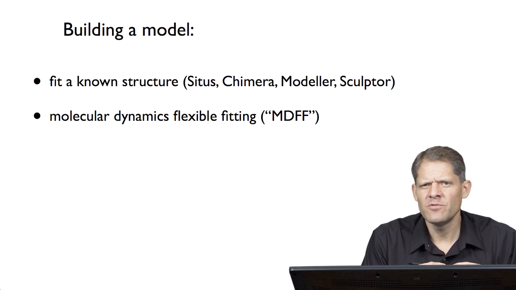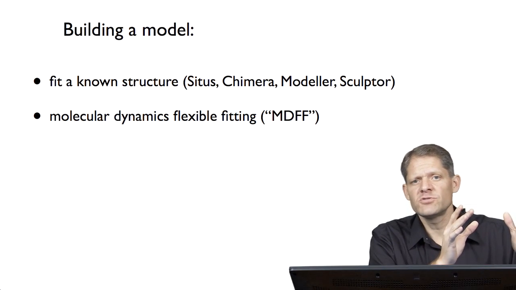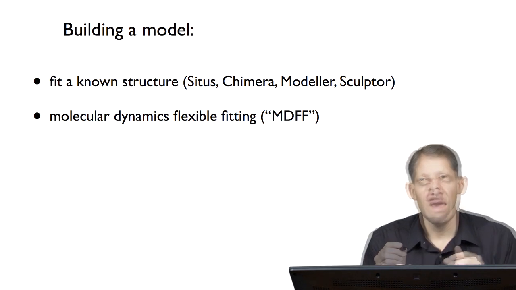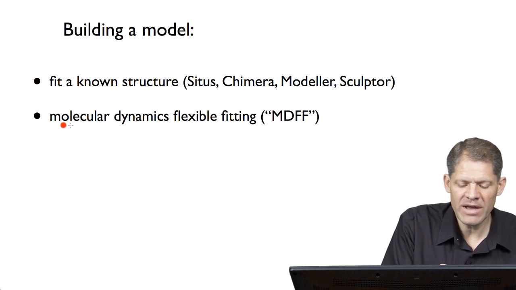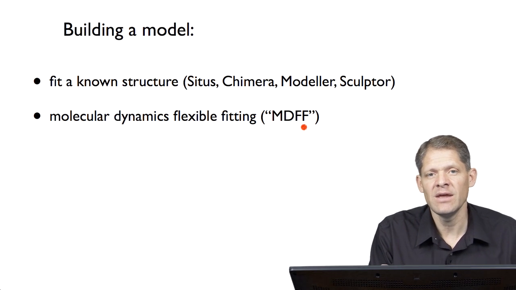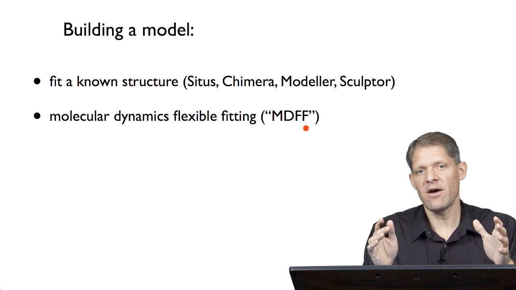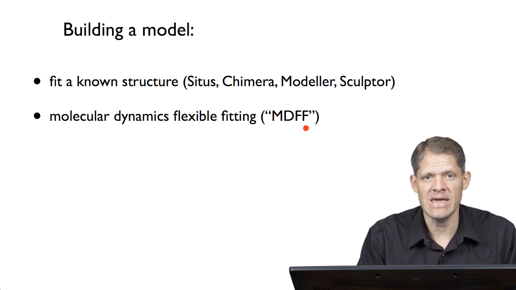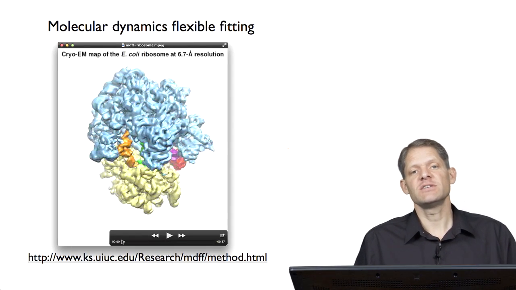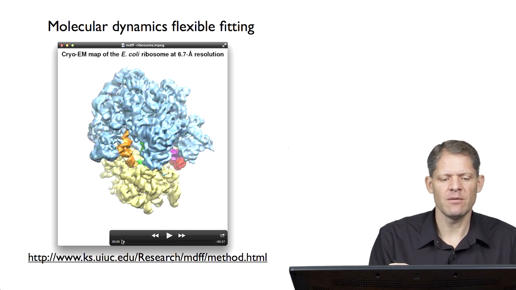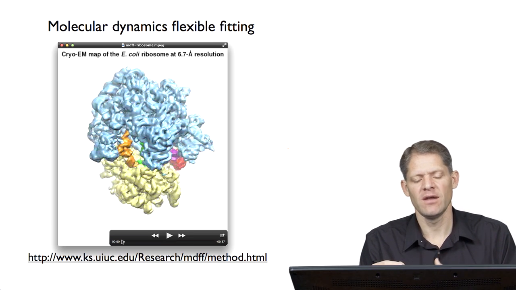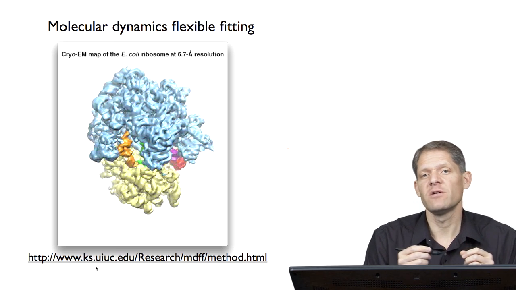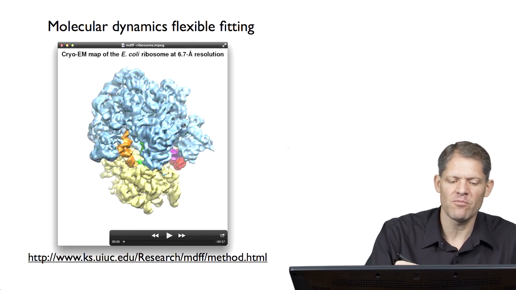Sometimes, however, it's observed that the known structure doesn't fit exactly into the EM reconstruction. And in this case, people have used molecular dynamics flexible fitting in order to predict how the known structure was different than the one that was imaged by EM. To illustrate that process, I'll show this movie representing the molecular dynamics flexible fitting that was done in the Klaus Schulten group to fit a model of a ribosome into this EM reconstruction.